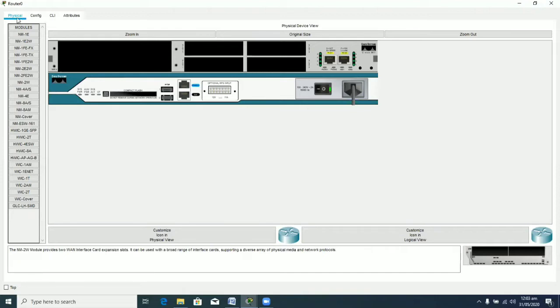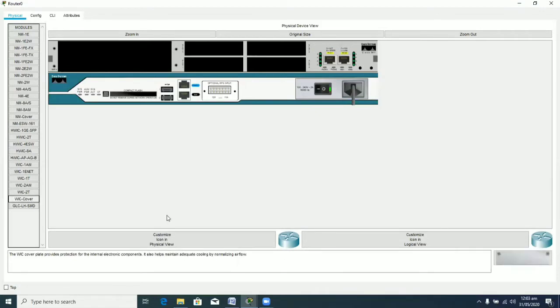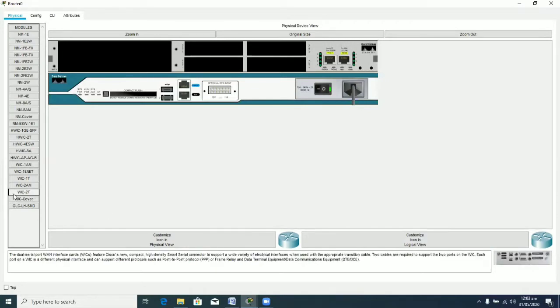Here you can see that we have the physical tab. In physical tab you have different types of modules available to you. Out of these modules, you have the WIC cover. If you don't have to place some add-on on your router, then you can simply place a WIC cover over here. And basically in this lab I will be taking up the WIC-2T. WIC-2T is WAN Interface Card, two terminals or two ports.